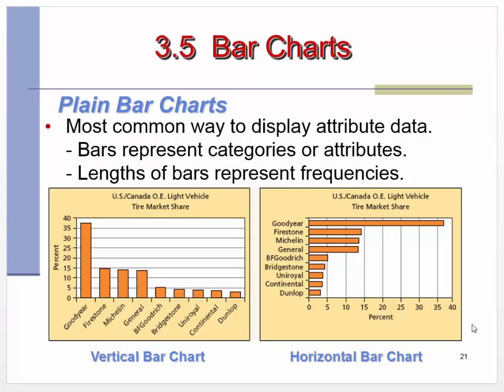You can also use bar charts, plain bar charts. That's the most common way to display attribute data. Bars represent categories or attributes. The length of bars represents frequencies, like this one here. This is the US-Canada light vehicle tire market share between the different brands: Goodyear, Firestone, Michelin, General, BF Goodrich, Bridgestone, Uniroyal, Continental, and Dunlop. Right? This is the percentage of market share. You can see Goodyear clearly has a market leadership that's much higher, twice as high as the next three competitors.